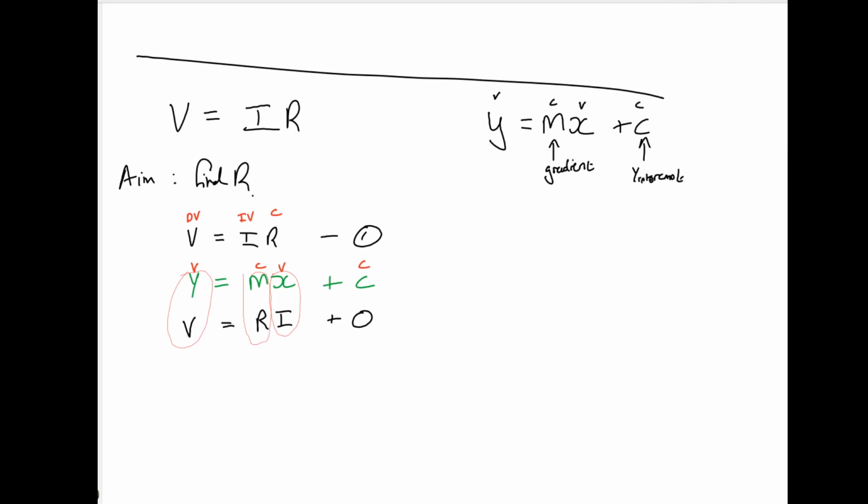So therefore, if I was to plot voltage on the y-axis, current on the x-axis, get a straight line, the gradient of that straight line would tell me what the resistance is. In fact, in this case, it's really nice because it would tell me what it is directly. Now, there's one problem with this.